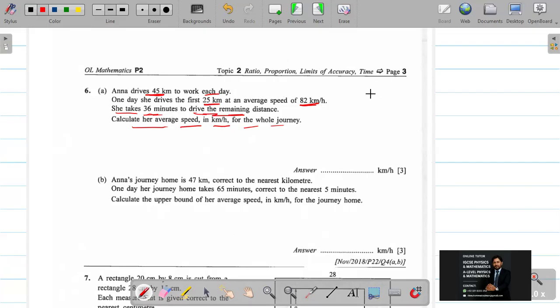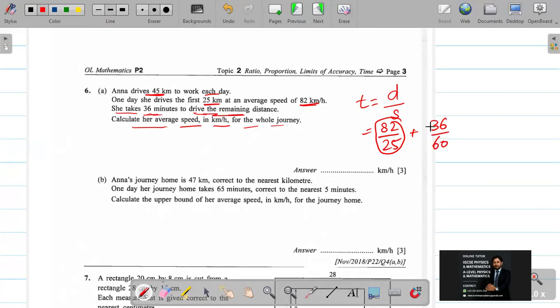So first I should calculate time, which is equal to distance over speed. Distance is 25 over 82, so 25 over 82 is the first time. The second time, for the remaining distance, is 36 minutes, which should also be added as 36 over 60.